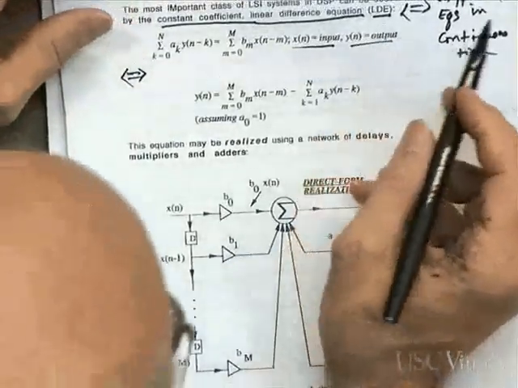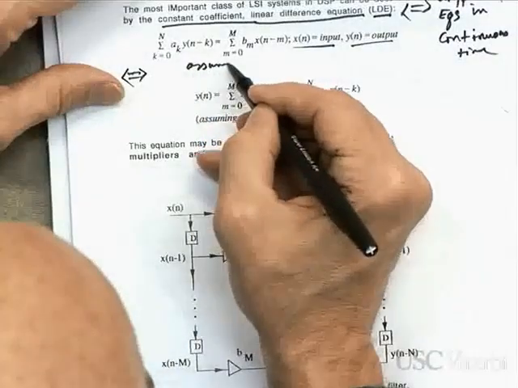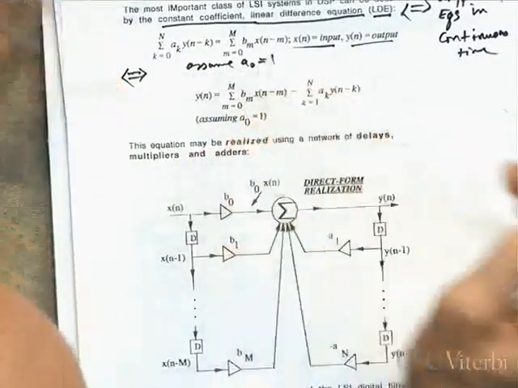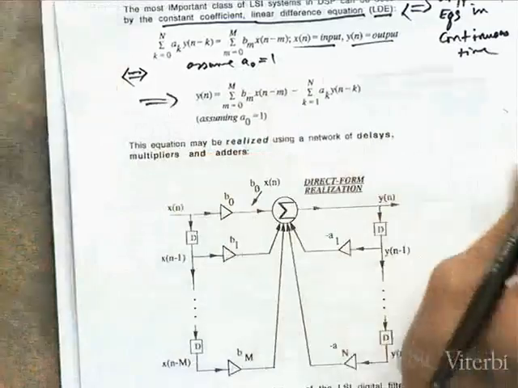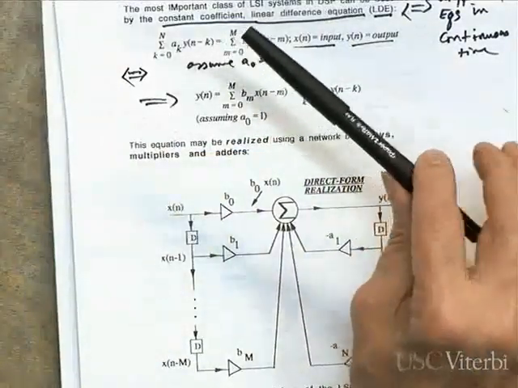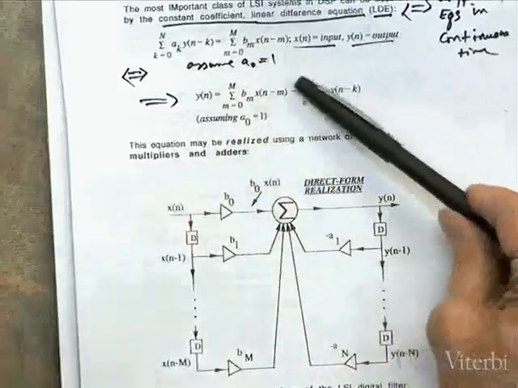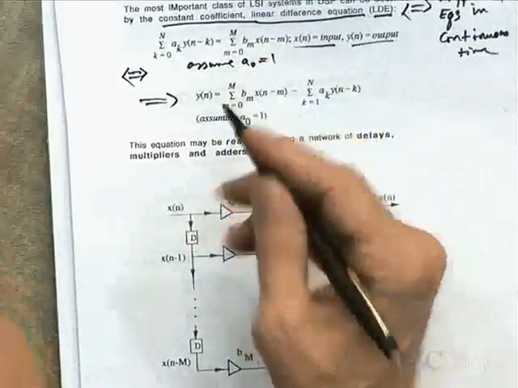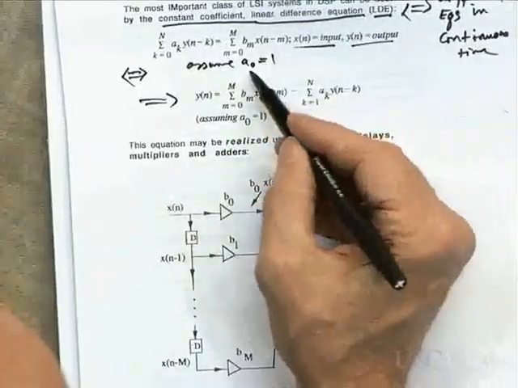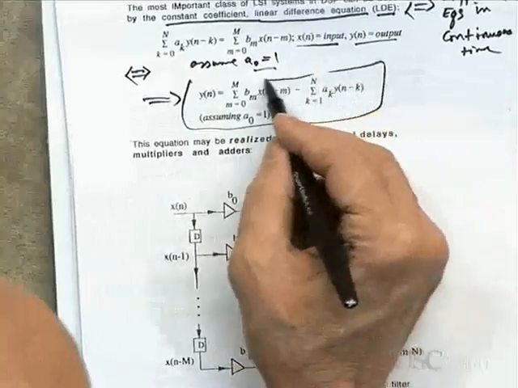Equivalently, this is normally the form that we use, where we assume that a naught is equal to 1. Without loss of generality, it's simple to include a non-unit a naught, but for simplicity we will make a naught 1. And you end up with this difference equation.